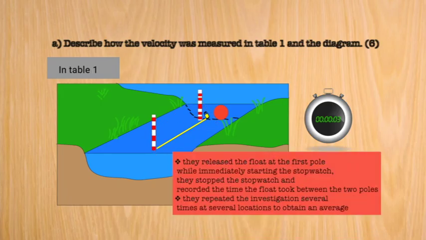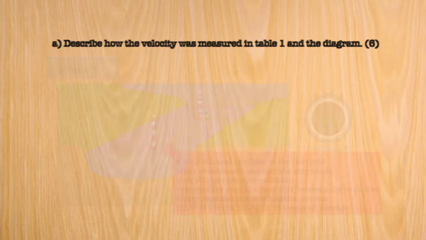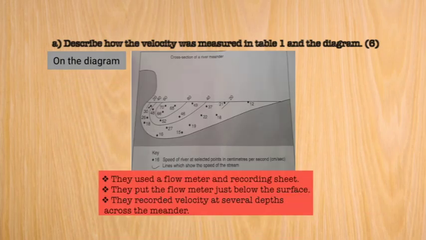They released the float at the first pole while immediately starting the stopwatch. They stopped the stopwatch and recorded the time the float took between the 2 poles. They repeated the investigation several times at several locations to obtain an average. On the diagram, they used a flow meter and a recording sheet. They put the flow meter just below the surface. They recorded velocity at several depths across the meander.